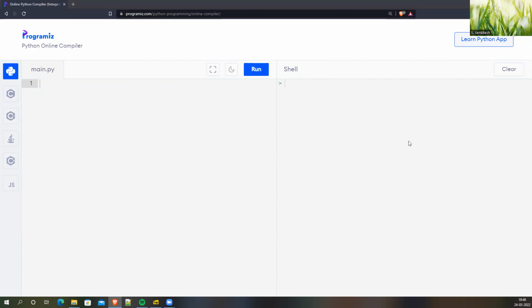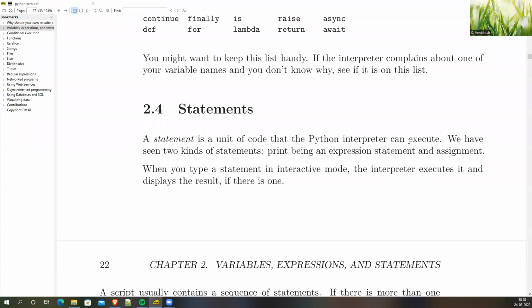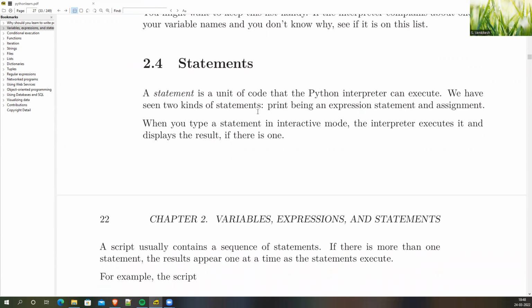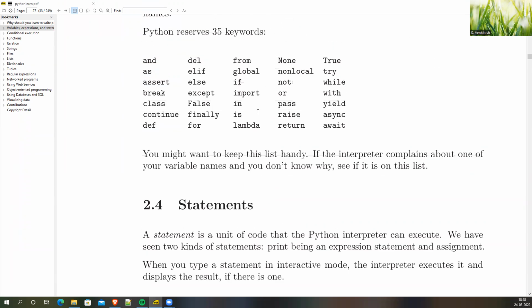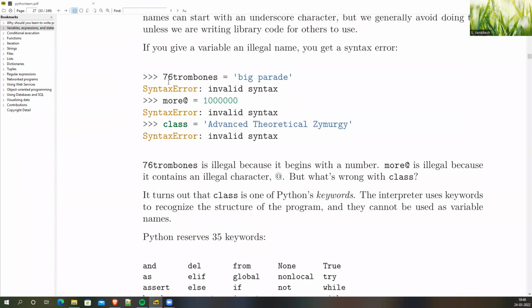Okay, so let us continue with what we were doing last time. So we were here. This section on statements is actually not really saying anything new. We have already seen what a statement is, right? Anything that you type here as a command is basically a statement followed by some variables, some values, something.